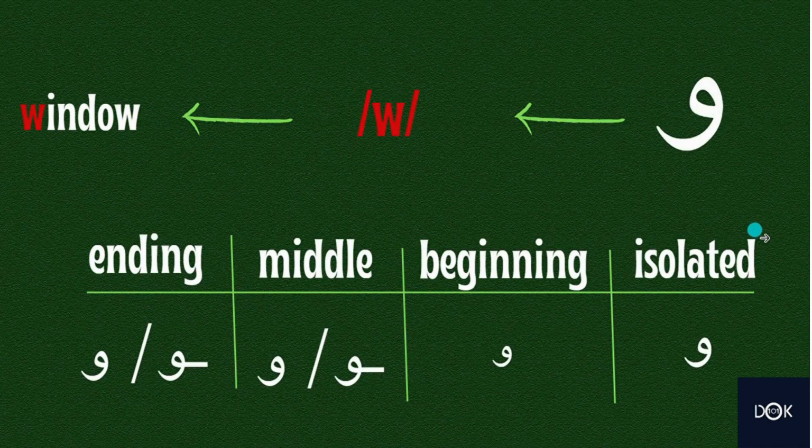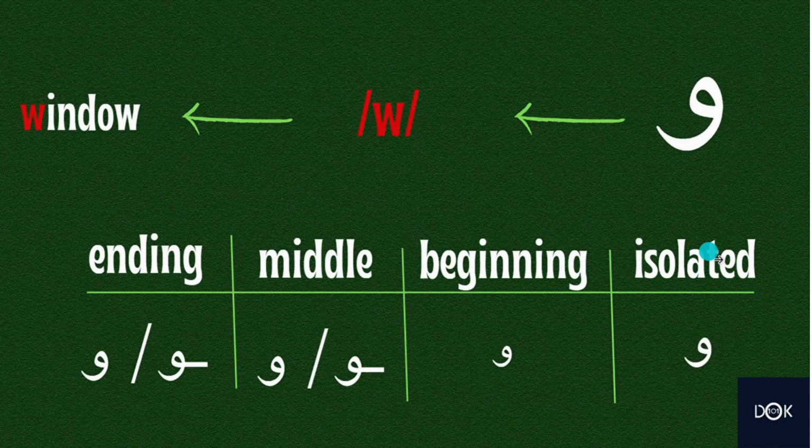Now the second last letter of the Arabic alphabet is letter Waw. And the sound of letter Waw resembles the sound of letter W in the word window. Wow, window. And it is the only Arabic letter that can be found in an isolated form at the beginning of the word, in the middle of the word, or at the end.